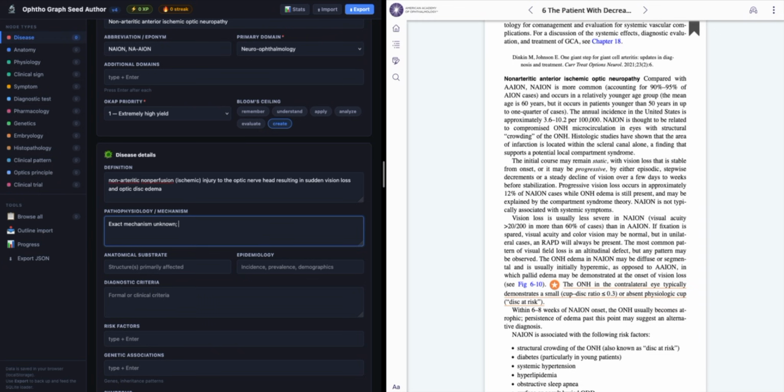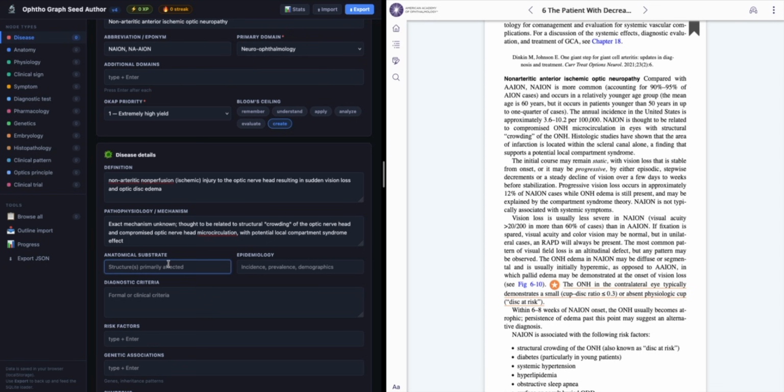unknown, thought to be related to structural crowding of the optic nerve head and compromised optic nerve head microcirculation with potential local compartment syndrome effect.